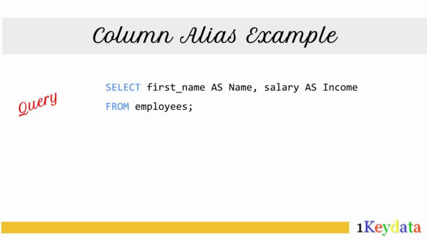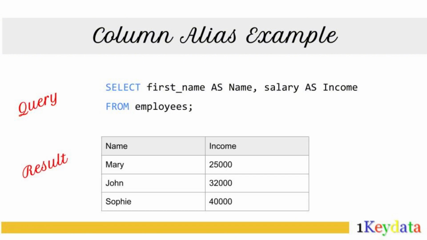In this query, we're renaming the column first_name to name and salary to income. This makes the output more user-friendly, especially when sharing results with others. See how the column names in the results are now name and income. That's the power of aliases.